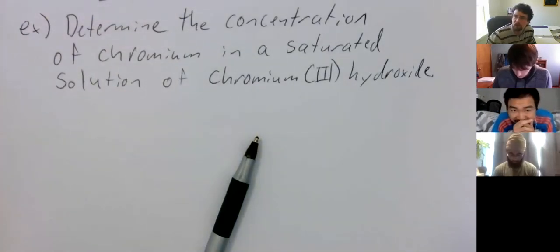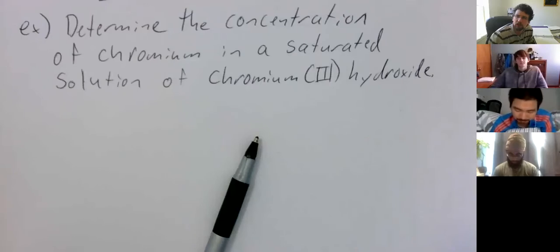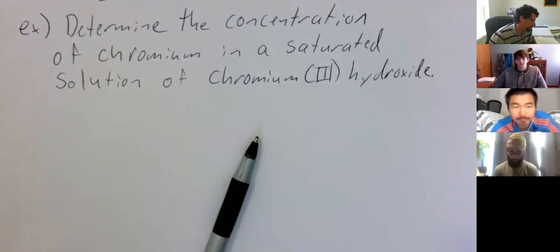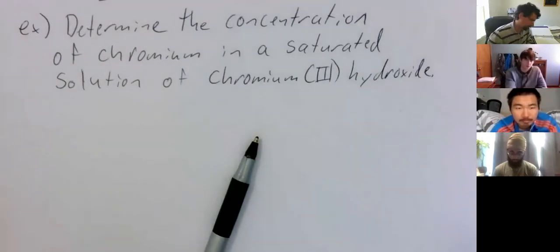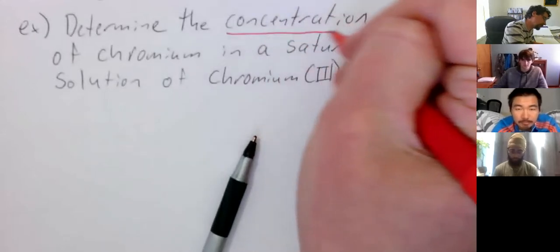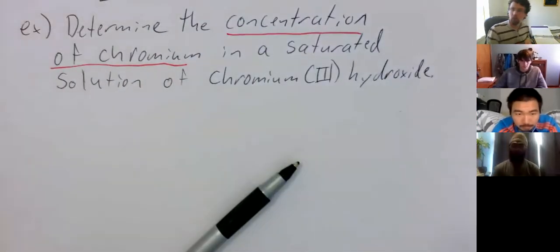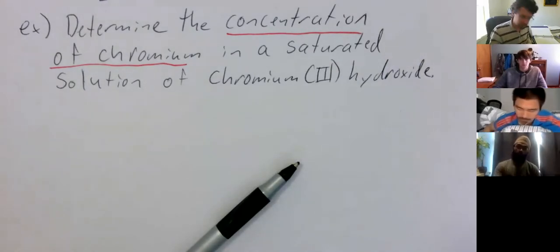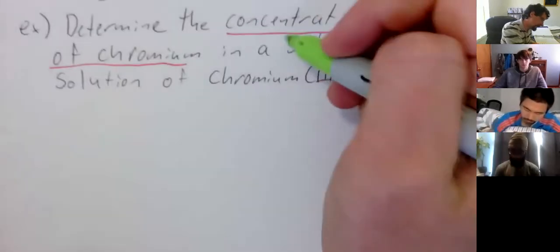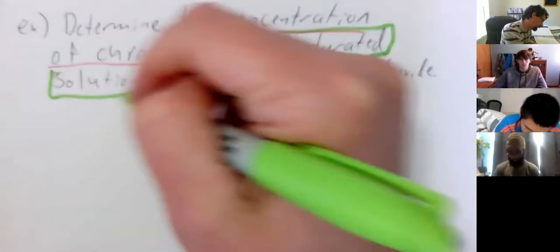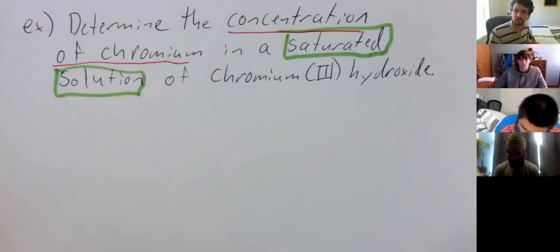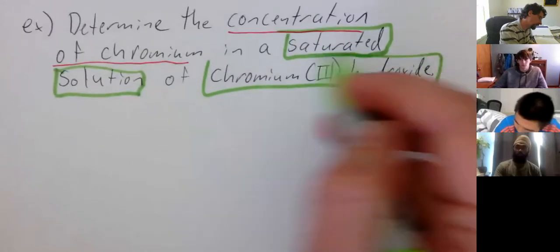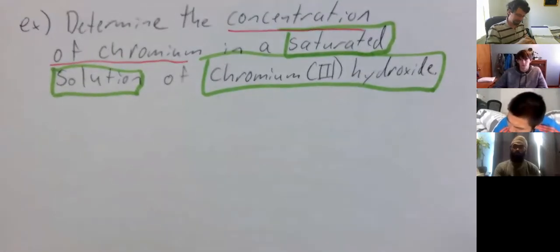Okay, let's first determine what we're trying to answer. What question are we trying to answer here? Or what are we looking for? Concentration of chromium. Yep, we're looking for that concentration of chromium. Okay, what words in here are important to us? What do we need to know? What helps us? Saturated solution. Yep, saturated solution. Okay, what else? Chromium hydroxide. Yep, chromium 3 hydroxide.